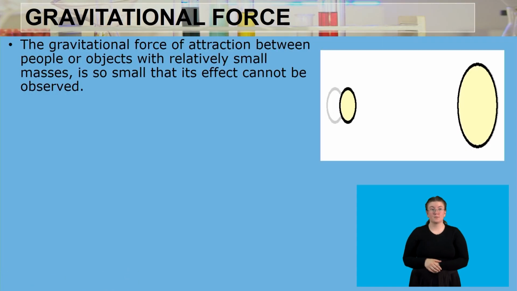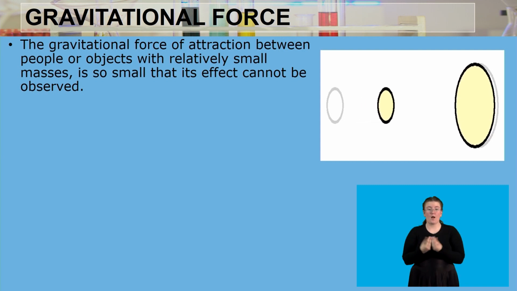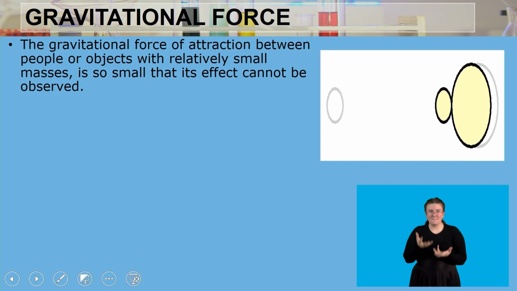So the gravitational force of attraction between people or objects with relatively small masses is so small that its effect cannot be observed. So whenever you are working with your friends or sitting close to someone, there's always a force of attraction between you and the person that you're sitting next to, or the person that is around you. Remember, the space that an object has around itself is called a field.